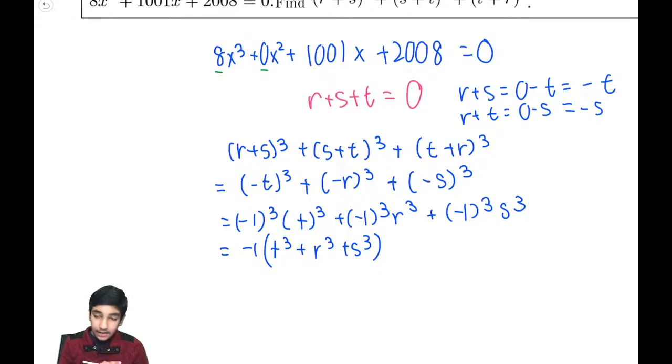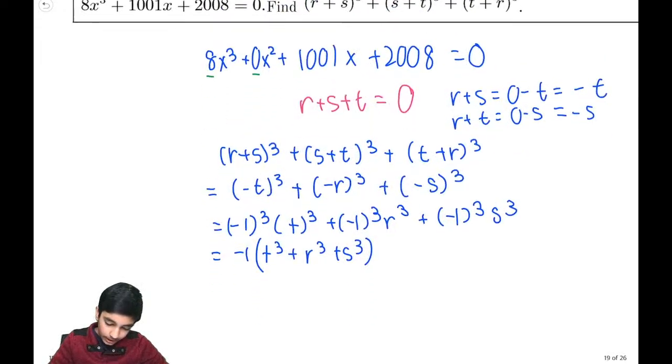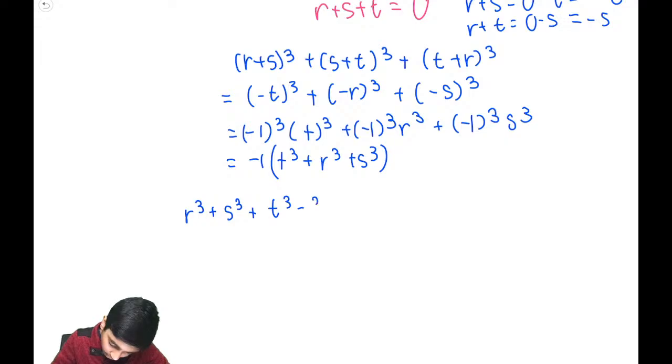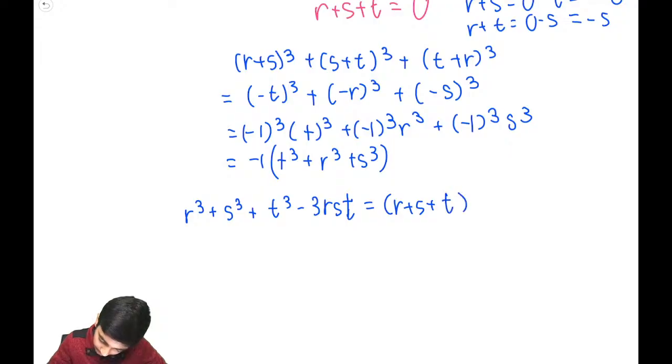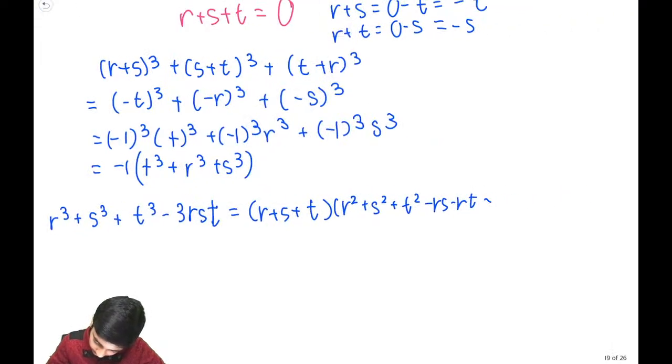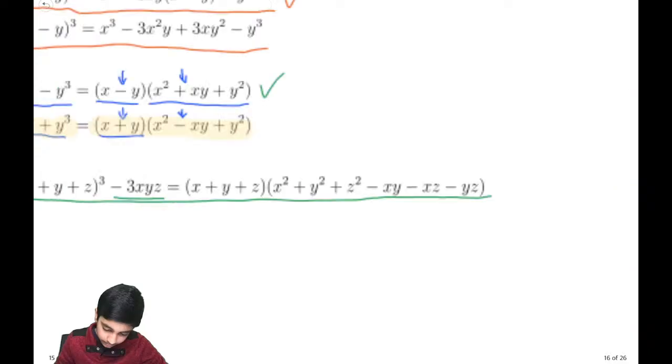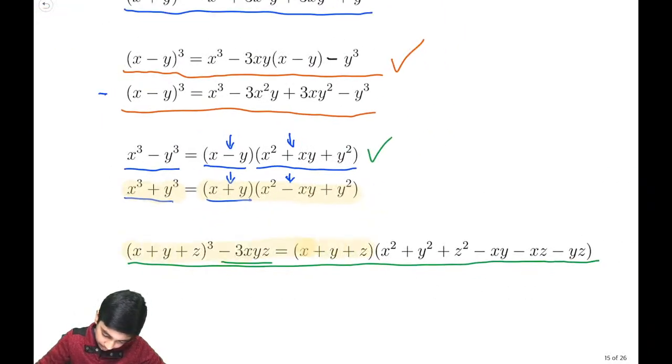Okay, so now we need to find the negative of r cubed plus s cubed plus t cubed. How can we do that? Well, we can use a very clever factorization here. We know that r cubed plus s cubed plus t cubed minus 3rst is equal to (r plus s plus t) times (r squared plus s squared plus t squared minus rs minus rt minus st). So this is a factorization that we learned about earlier. So let me just scroll back just to show you. It was this factorization right here. But this time I'm just using r, s, and t instead of x, y, and z.